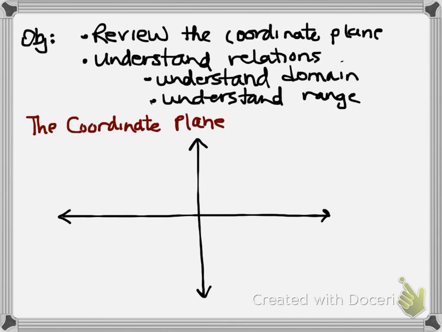Okay, which one is the X axis? Which one is the Y axis? Okay. X is left and right, or horizontal is the word that we tend to use. So you might want to remember that, horizontal axis. And then the Y is the vertical axis.